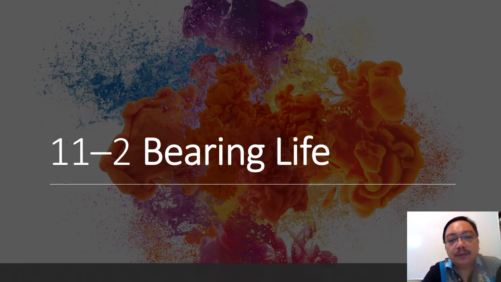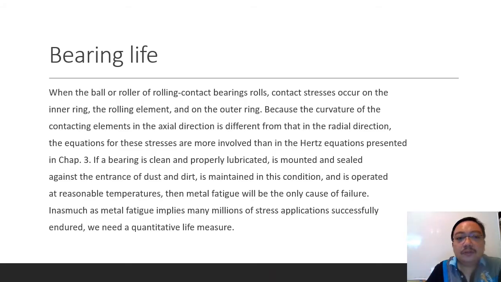In today's video, we are going to talk about bearing life. This chapter is taken from Chapter 11 of the Shigley Mechanical Engineering Design book, and the images here are taken from Google Images and the book itself. So what is a bearing life?